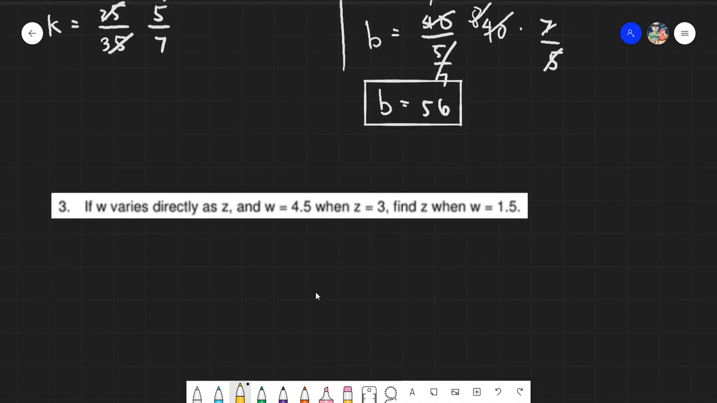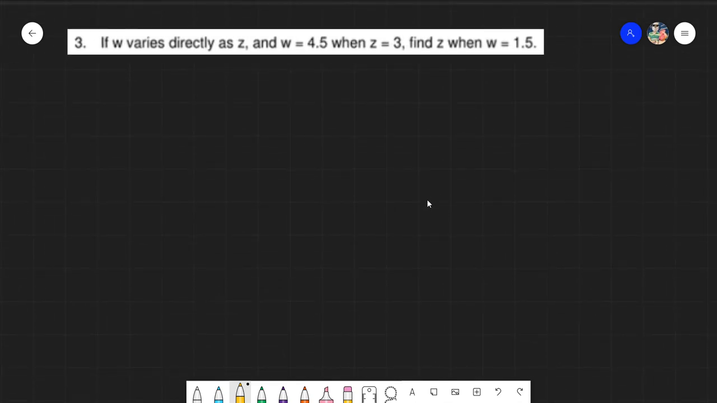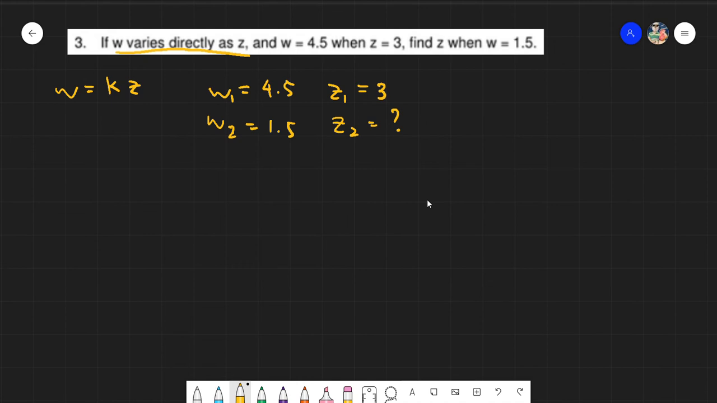So let's have another example. Say we have number 3. Again, formula equation. If W varies directly as Z, and W sub 1 is equal to 4.5 and Z sub 1 is equal to 3, W sub 2 is equal to 1.5 and Z sub 2 is still unknown. Then we have the K, which is consistent for both conditions, for both given.